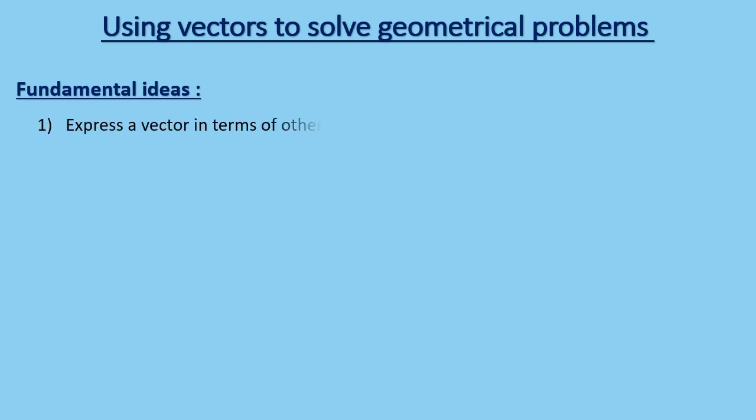In this section, we'll put our understanding of vectors to use by applying them to a few geometrical problems. But first, let's go over some fundamental ideas, because they will be useful when solving geometrical problems with vectors. The first idea is an easy way to express a vector in terms of other vectors. Let us begin with a simple example to explain this idea.